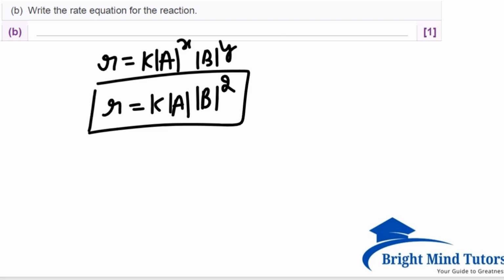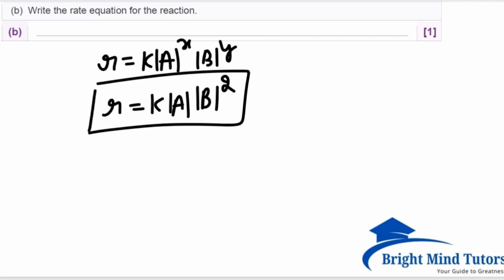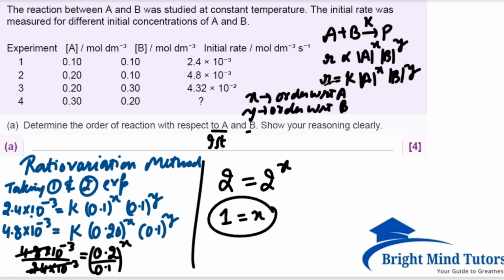Okay. Now the next question is: calculate the value of the rate constant K including its units. So there are two things, the rate constant value and along with that its units, that you also have to find out. Now the rate equation we have obtained, right? You can choose any one of the given experimental data from here. You will take the rate values from there, and the initial concentrations corresponding to that particular rate you have to choose. I am taking experiment number 1 and will find the rate constant K value.